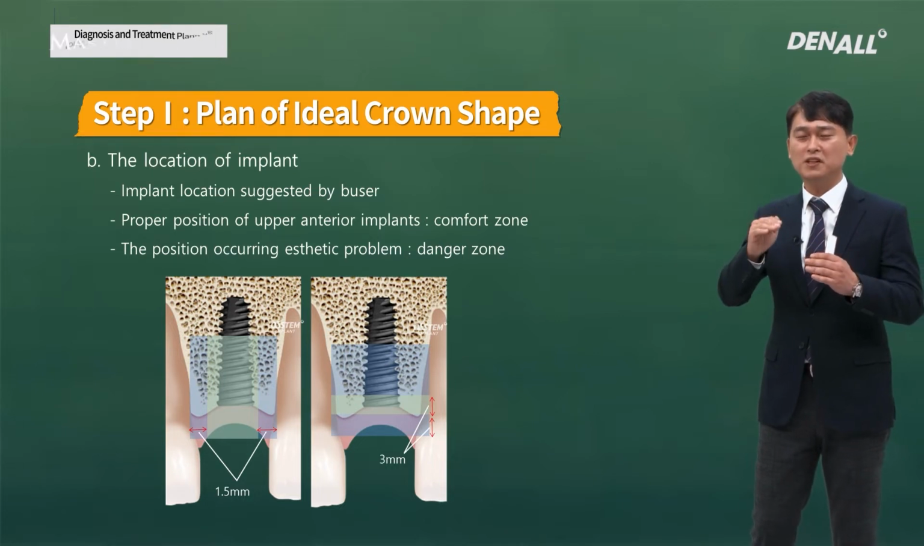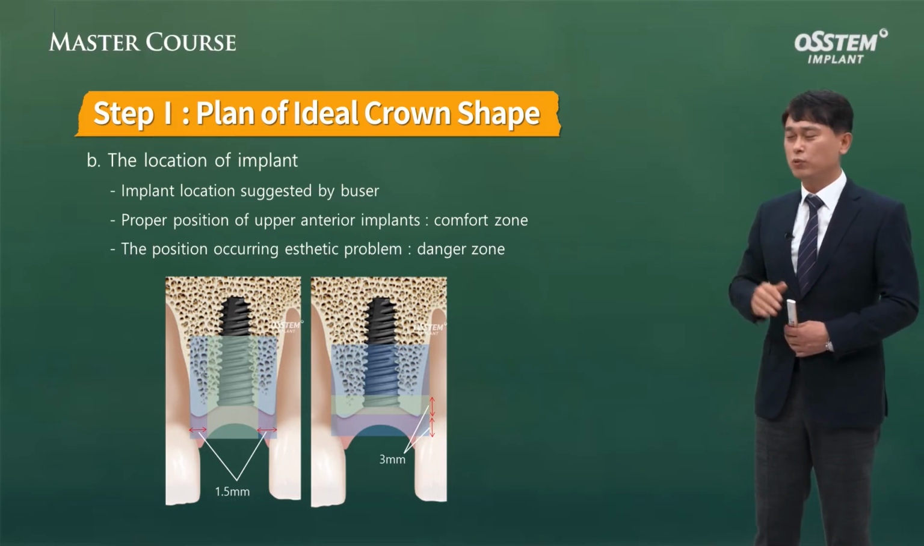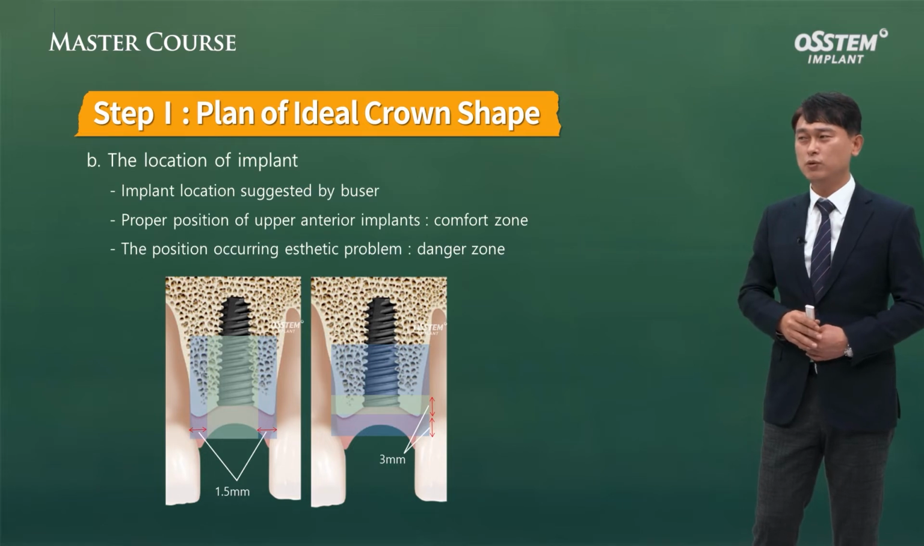To this. From C junction, you need to place the implant 3 mm below that. That is the comfort zone.